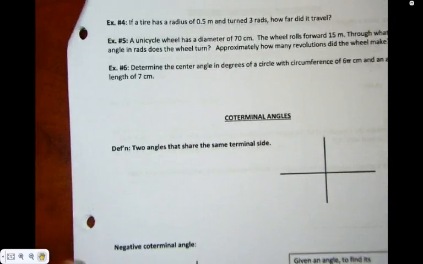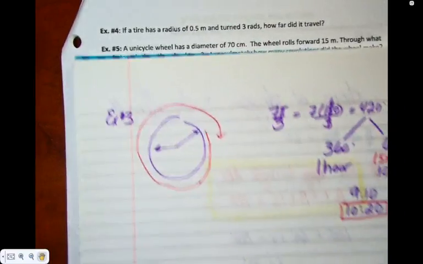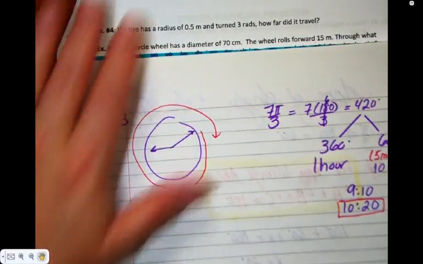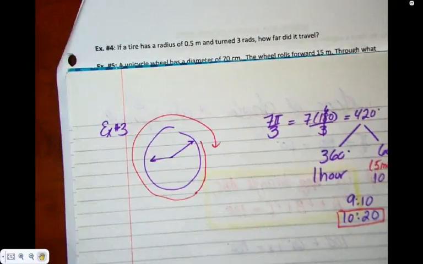Okay, so what kind of questions might they ask? Well, let's start with example 4, which is the easiest. If a tire has a radius of 0.5 and turned 3 rads, how far did it travel? There was your read to read. Let's read to understand. What are the key words?